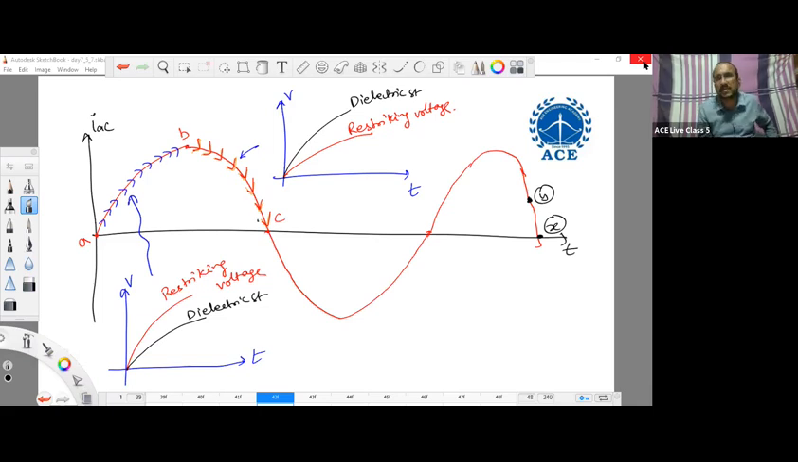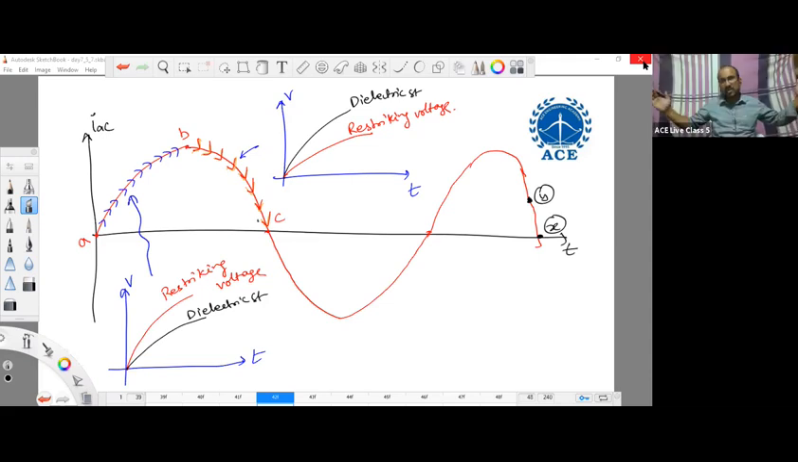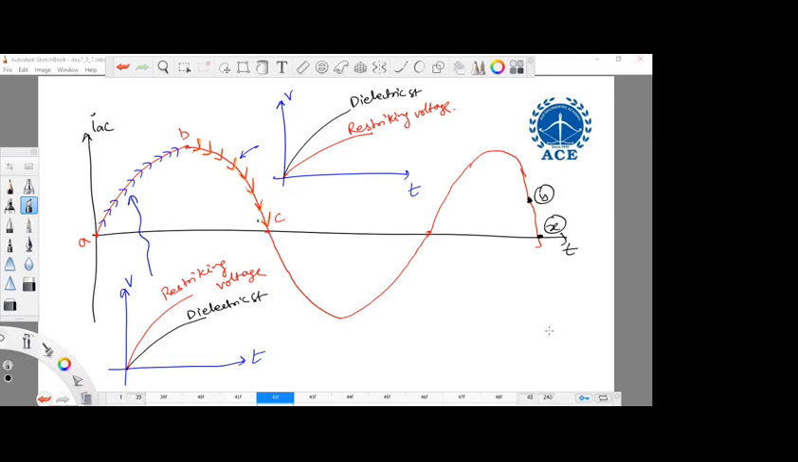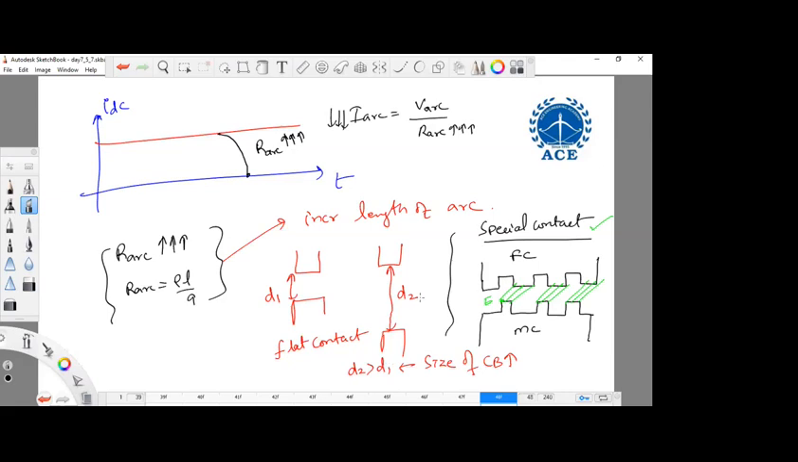But here it is not preferred for breaking AC, because if you want to increase the resistance of the arc, the size of the circuit breaker becomes large. You should increase the length, no? The size of the circuit breaker will become larger, so using a larger size circuit breaker is not preferred. Understood my point? Yes, sir. That's why it is not preferred.